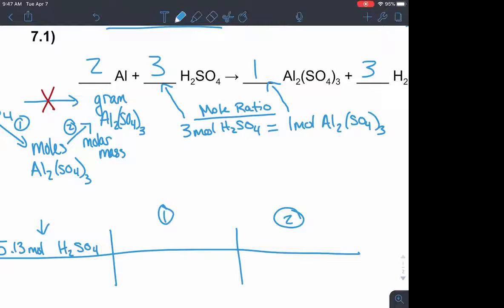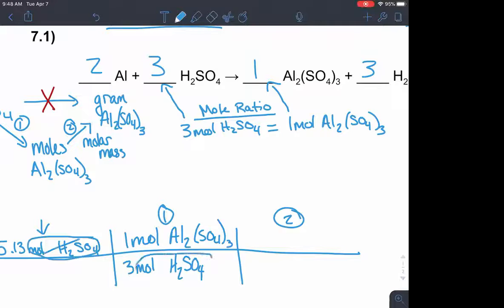On the top, Al2(SO4)3. Perfect. We're going to put 1 mole of Al2(SO4)3 on the top, and that means on the bottom, the 3 moles of H2SO4. Why do we put the 3 moles of H2SO4 on the bottom? To make it cancel out. Perfect. So we want these units right here to cancel out with these units down here, which means we have to put 1 on the top and then 1 on the bottom of the next line.